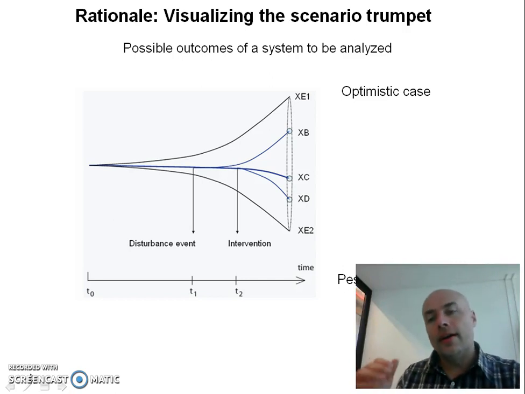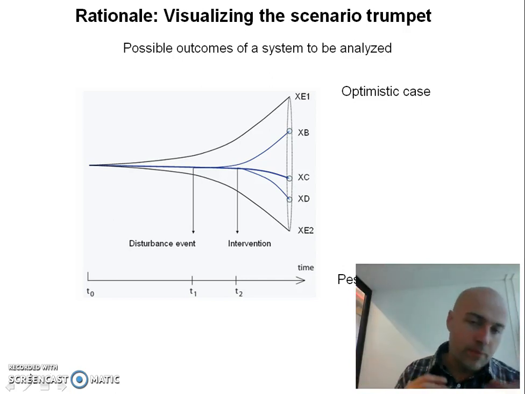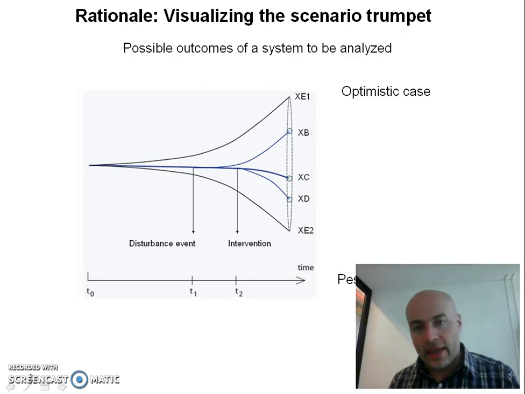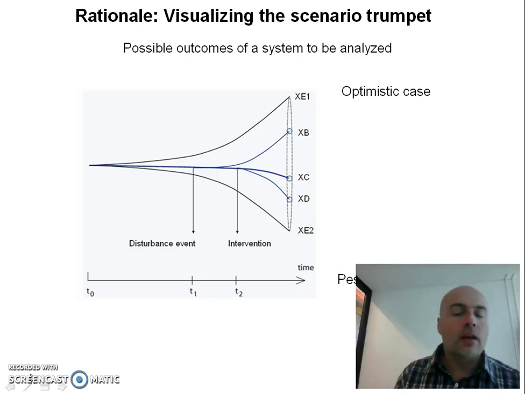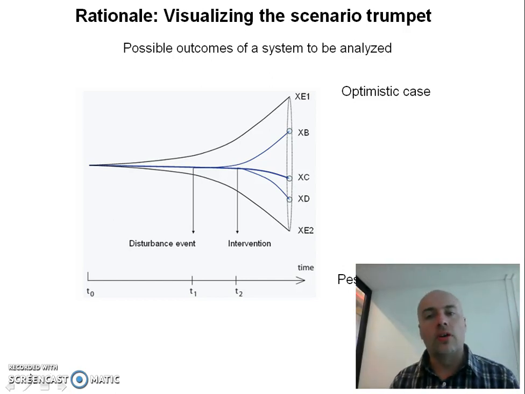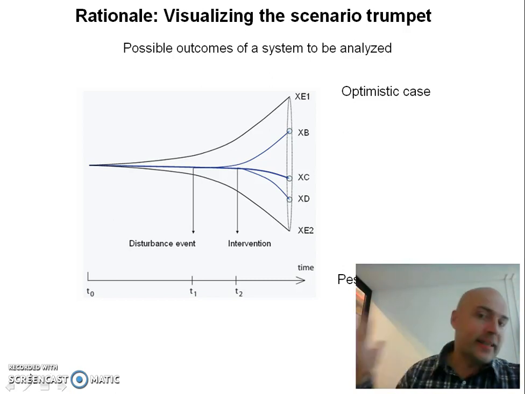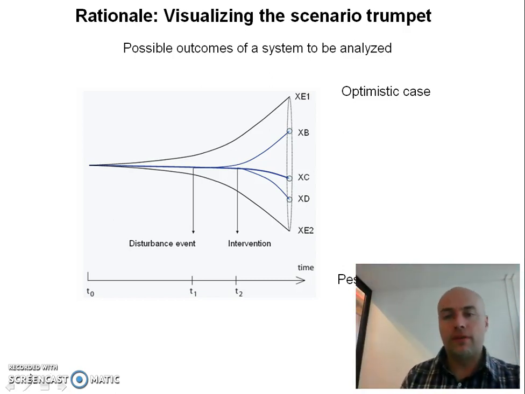And so we can unfold what is possible in a structured way, and identify which are the consequences of certain disturbance events, of certain interventions along the time axis. So the scenario trumpet is a way to represent the concept of trend scenarios.